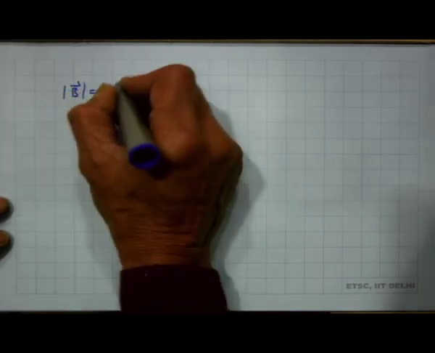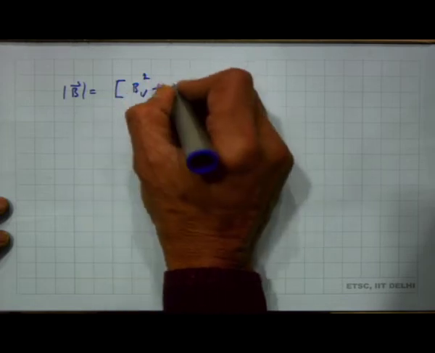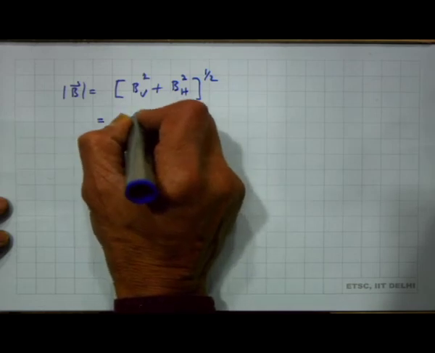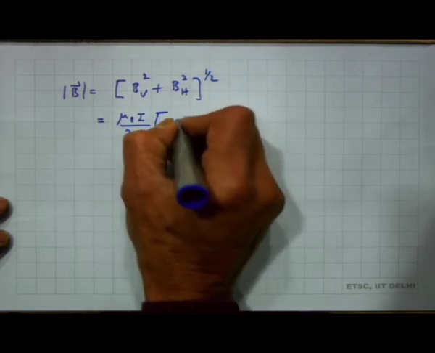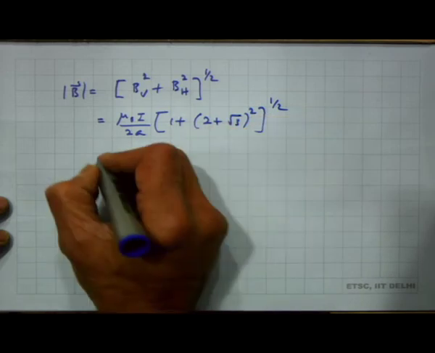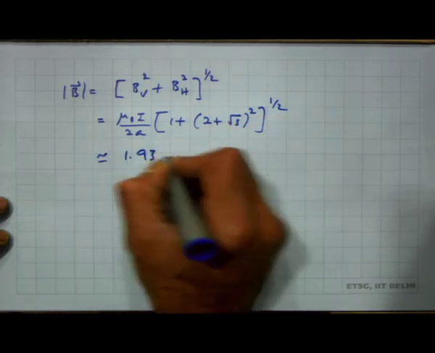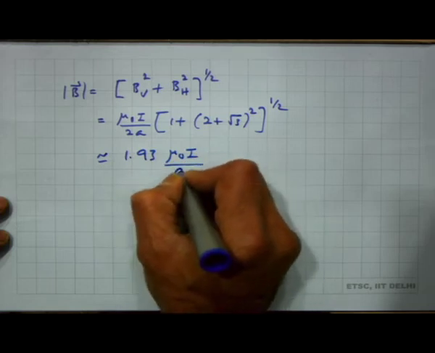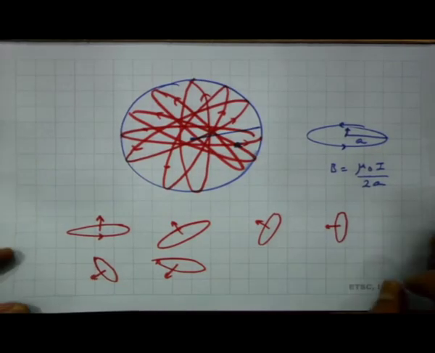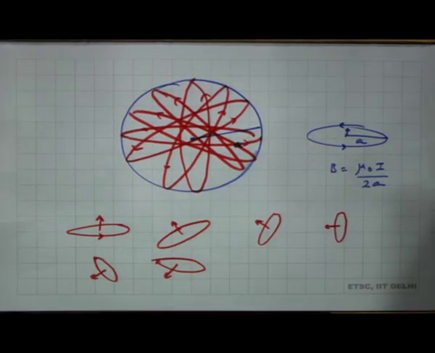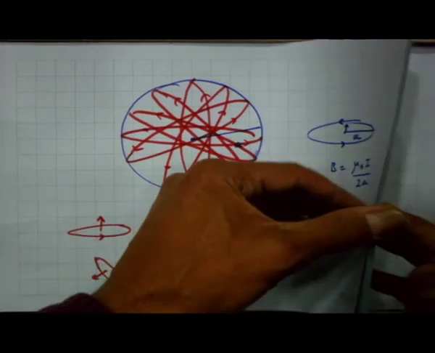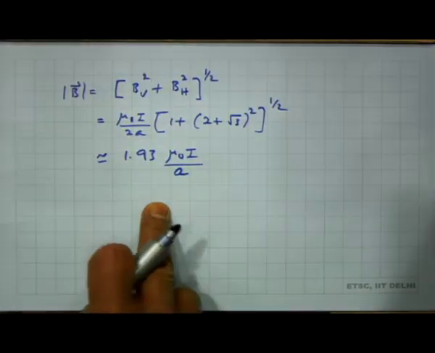So, B magnitude is equal to square root of B vertical square plus B horizontal square, which is equal to mu naught I by 2a into 1 plus 2 plus root 3 whole square, whole raised to power half, and that comes out to be about 1.93 mu naught I by a. So, in this problem, if you have these kind of windings, 6 windings each inclined by 30 degrees, you can actually calculate the total magnetic field at the center of the sphere, and that happens to be about 1.93 times mu naught I by a.